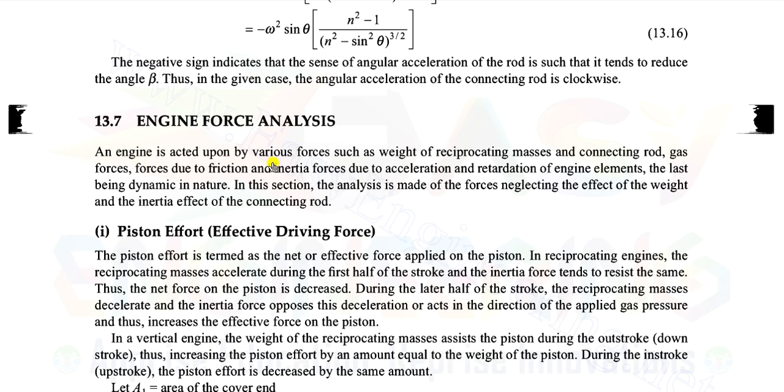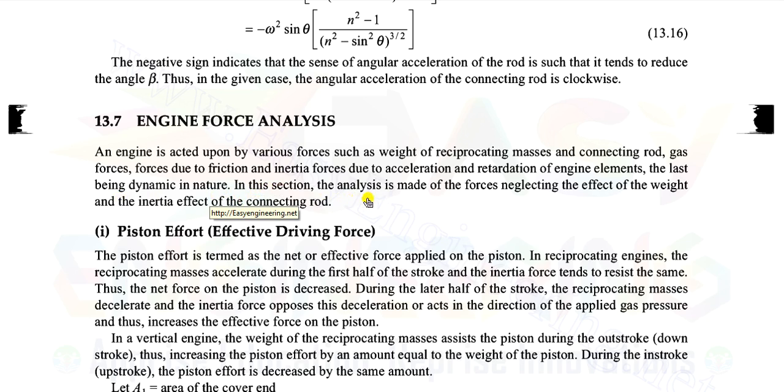So an engine is acted upon by various forces such as weight of the reciprocating masses and connecting rod, gas force, which is nothing but the force applied because of fuel burning on the piston, forces due to friction, and inertia force due to acceleration and retardation of the engine element, the last being dynamic in nature. So which one is dynamic? The inertia force is dynamic in nature.